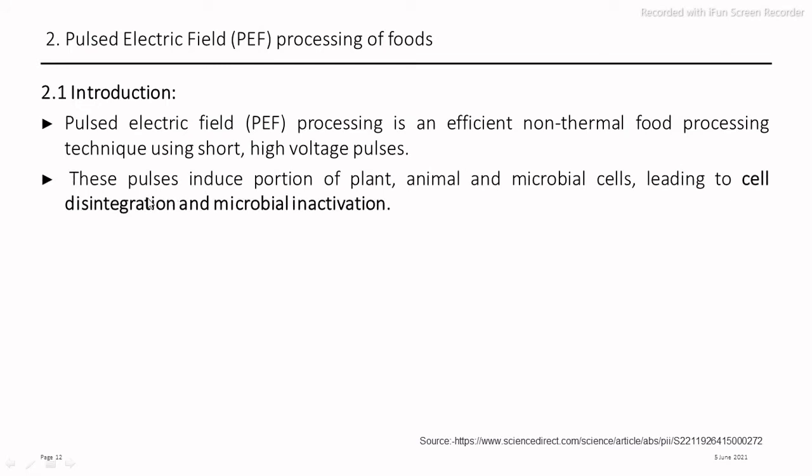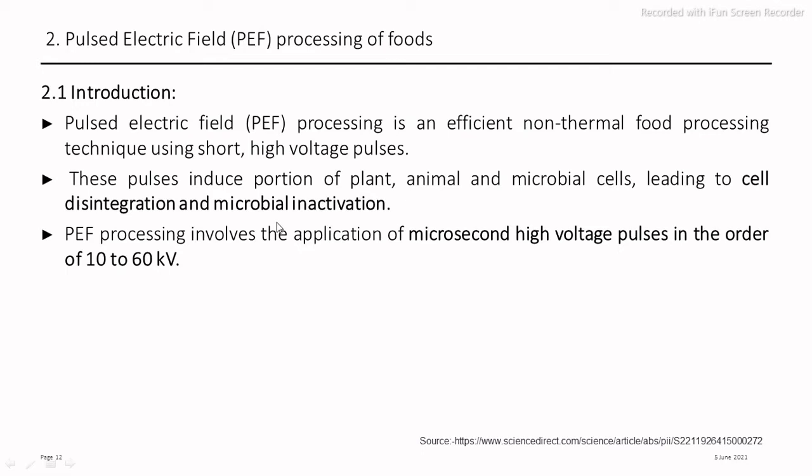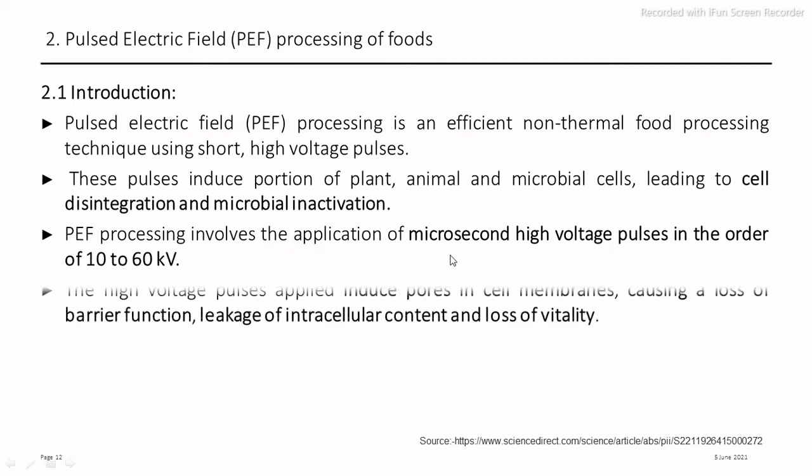This technique is mostly used for plant, animal and microbial cells, for cell disintegration and microbial inactivation purposes. Pulsed electrical field technology applies high voltage pulses of 100 to 60 kilowatts for only microseconds, that means lower than seconds.